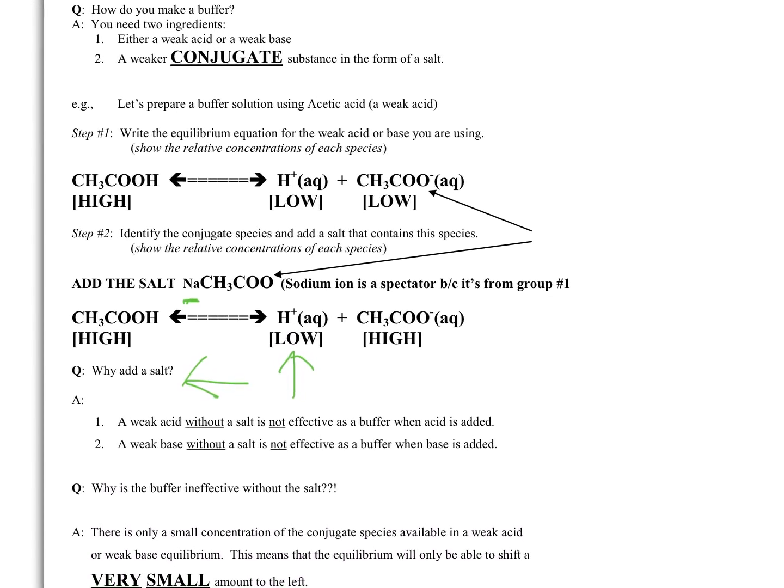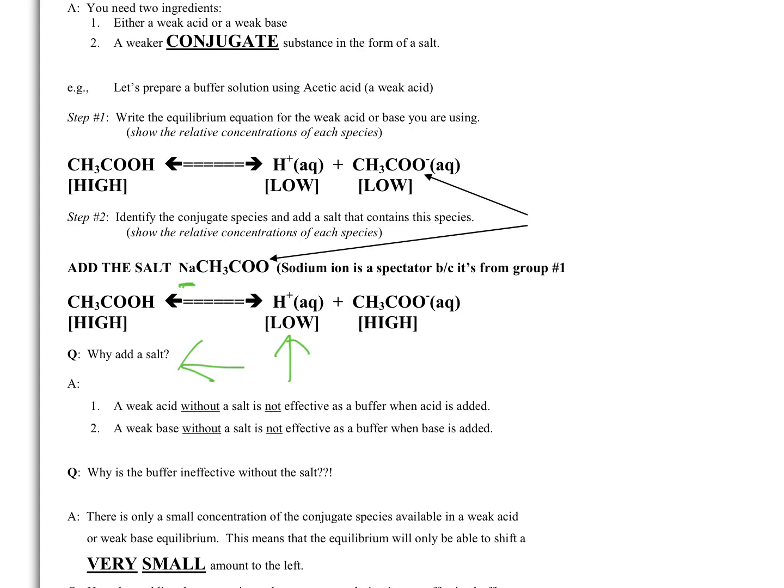So why is the buffer ineffective without the salt? Well, there's only a small concentration of the conjugate species when the weak base or the weak acid actually separates. Remember, when we called something weak, we're generally saying less than 5% of it actually separates. So what that means is that in equilibrium, I have a very tiny concentration on the right.